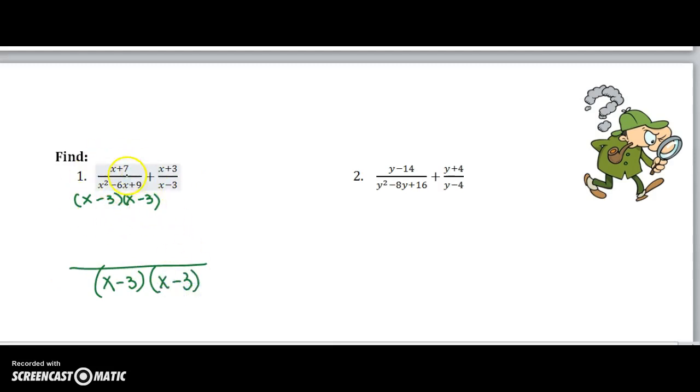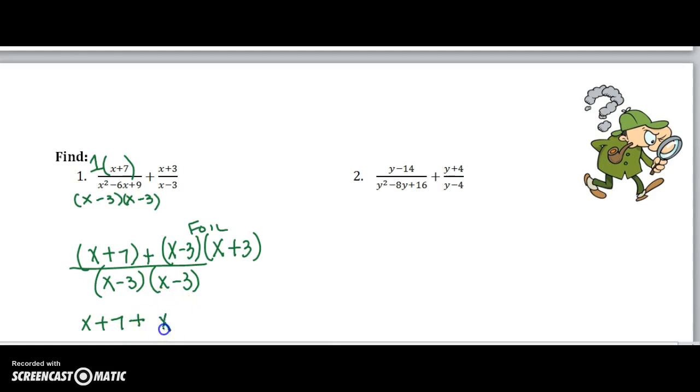Now for fraction number 1, this goes into it exactly 1 time, and 1 times x plus 7 is just going to be x plus 7. Plus, when I divide x minus 3 into this denominator, I'm going to have an x minus 3 left over, which I have to multiply times x plus 3. And that's where these get very hairy, I guess we could say. And we have to do our FOIL method right here. So x plus 7 stays put, plus x squared.